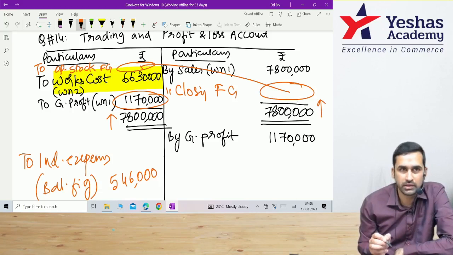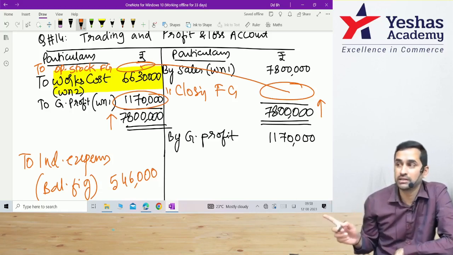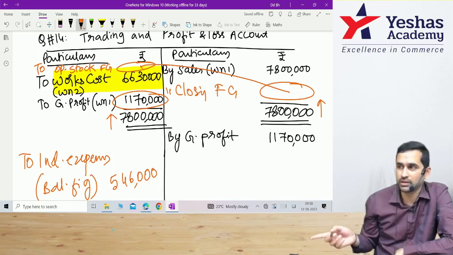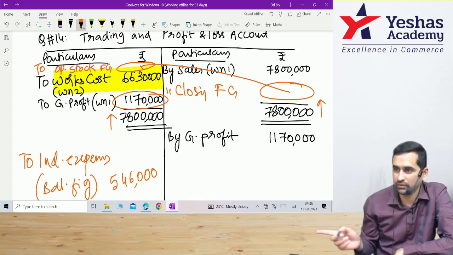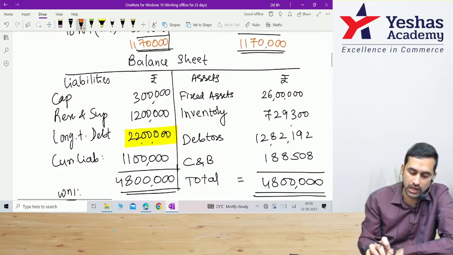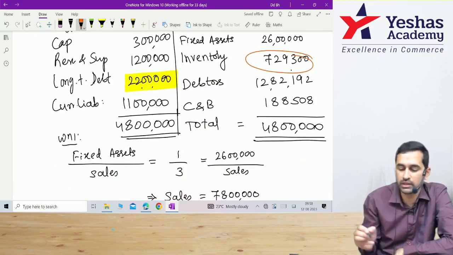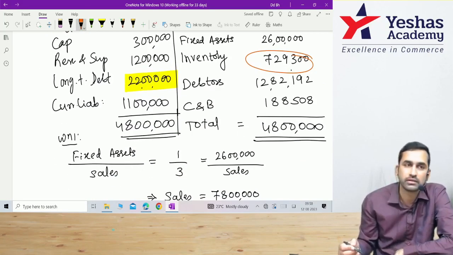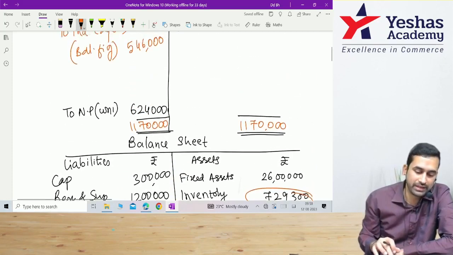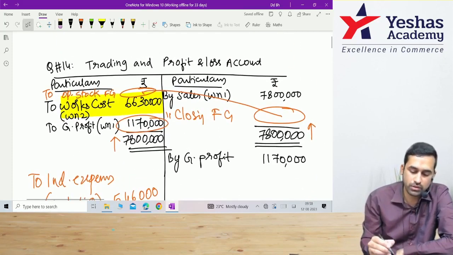I hope it is clear, sir. But then why did I write it in the balance sheet both closing of RM and closing of FG? Because it's an asset on the last day of the year, you will have to show. Therefore, I have taken closing RM and closing FG both put together as 729. Clear, sir? So if I take it, nothing wrong, but that is not necessary.